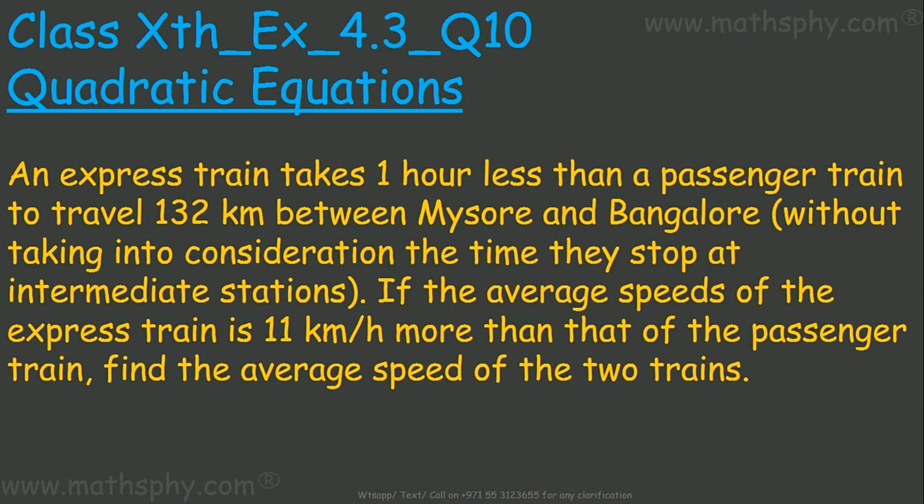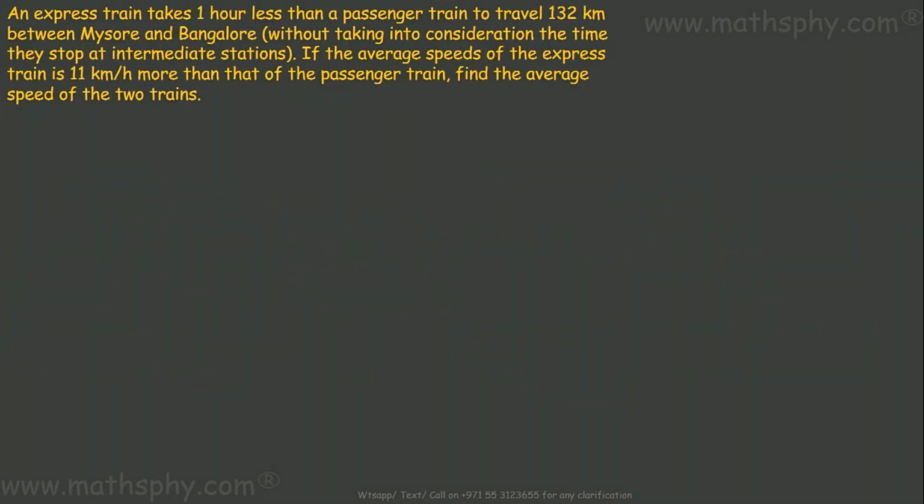This question here, it says, an express train takes 1 hour less than the passenger train to travel 132 kilometers between Mysore and Bangalore, without taking into consideration the time they stop at intermediate stations. Then it says, if the average speed of the express train is 11 kilometers per hour more than that of the passenger train, find the average speed of the two trains. I think we have dealt with a similar question even earlier.